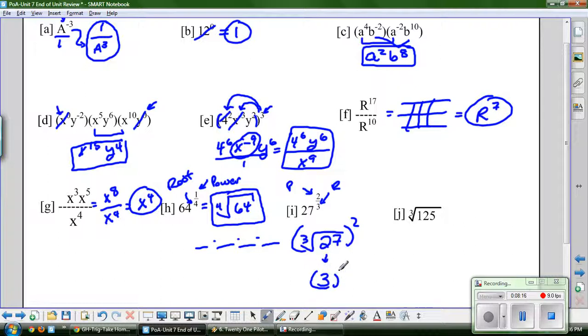The 3rd root of 125, that means a number times a number times a number to make 125. In this case, the number does exist. It's 5. So 5 is your answer, okay?